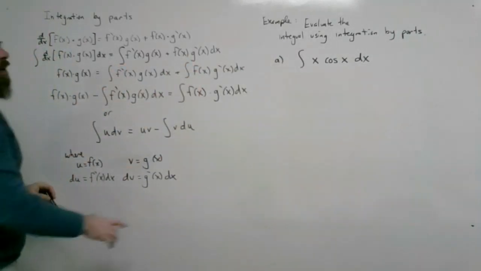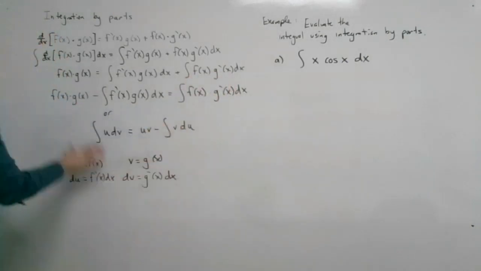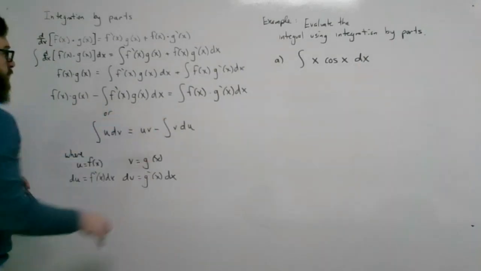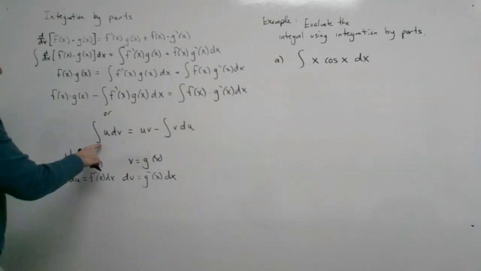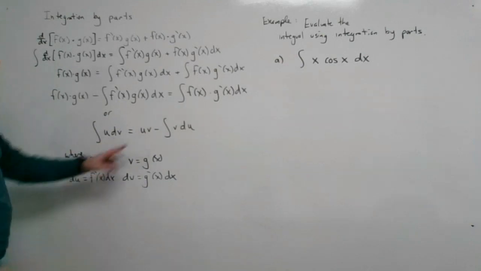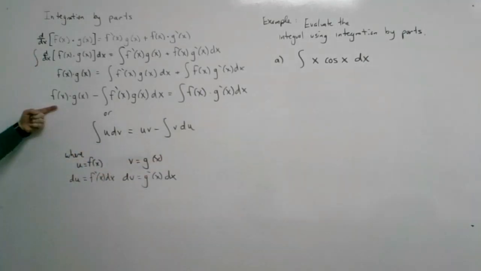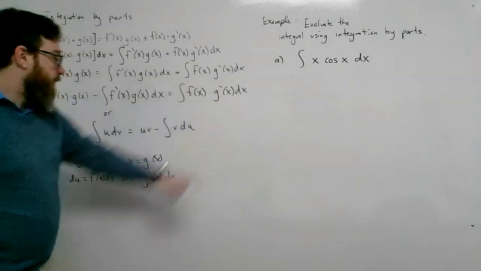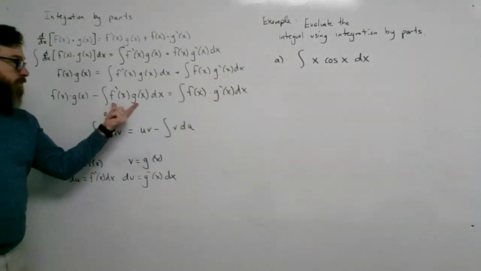Now I want to rearrange to solve for this. Solving for this, we have fg minus the integral of f prime g dx. Now, integration by parts usually uses this notation: the integral of u dv is equal to uv minus the integral of v du, which is just a restatement of this, where this is u dv, and this is uv minus the integral of v du.